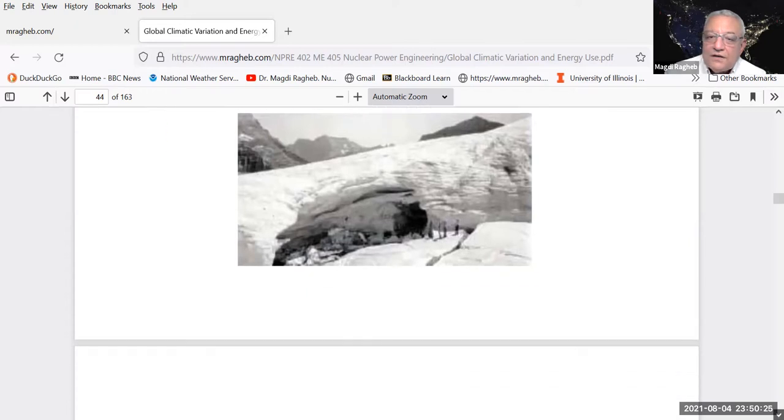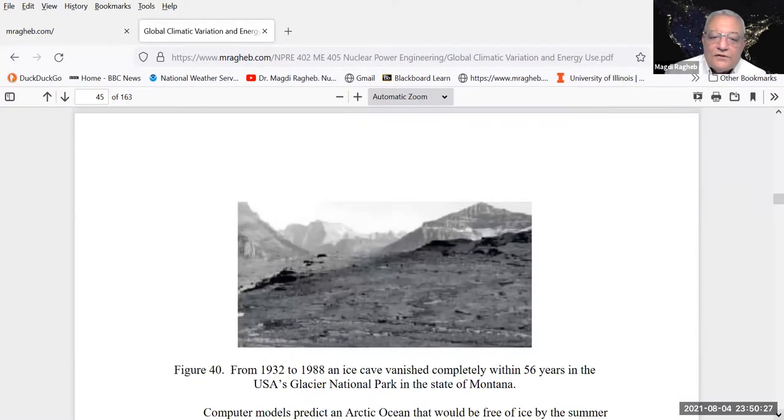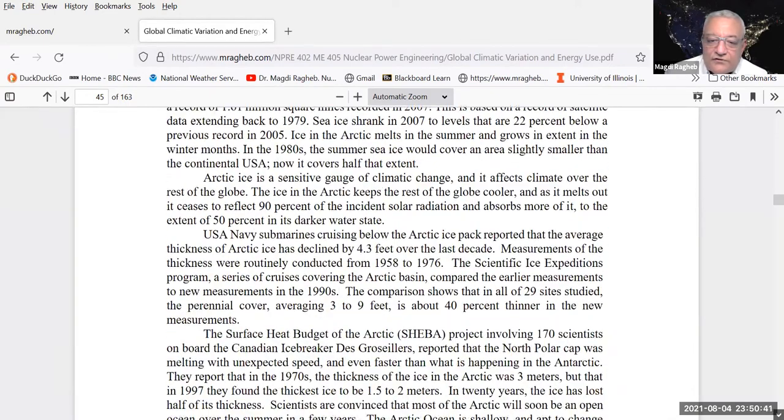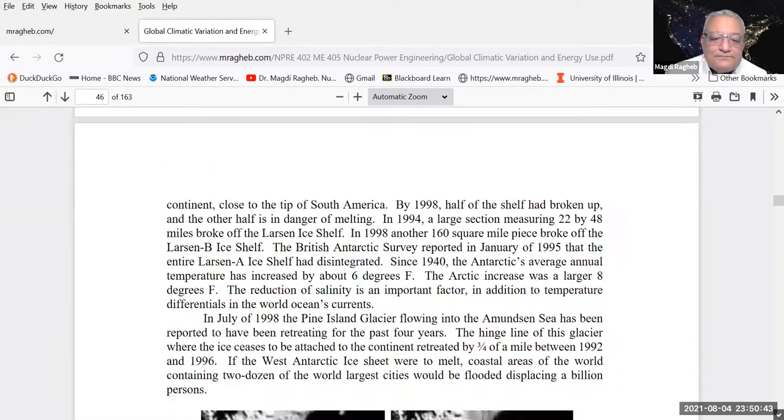And that glacier has disappeared, totally disappeared in 1988. This means that the glacier has melted out. Glaciers are rivers of ice that come in from snow that accumulates on mountain slopes and then flows downward to rivers and lakes in general.